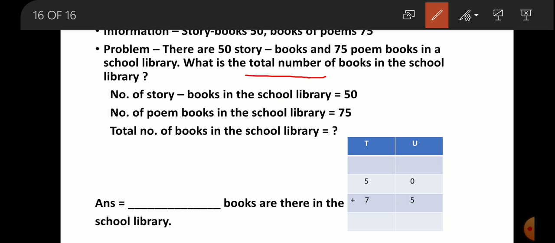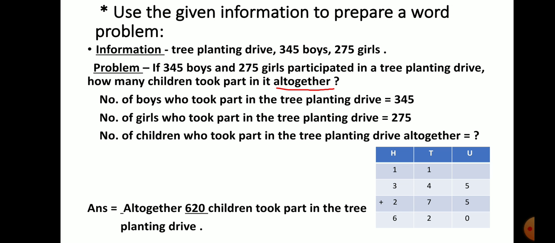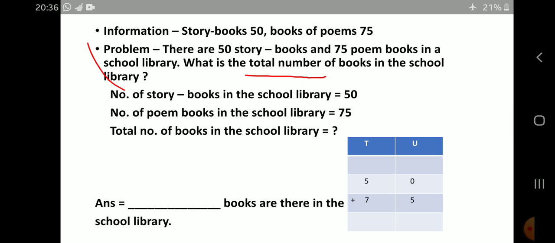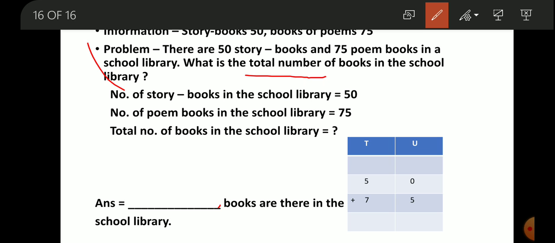Number of storybooks in the school library 50. Number of poem books in the school library 75. Total number of books in the school library is equal to how much? You arrange the sum, add it, write the answer, and instead of total number you write the answer here. Okay, with the dash. In the dash write the answer, then the remaining statement, that is so and so books are there in the school library. Okay boys, if altogether comes, then the answer statement starts with altogether. Okay, if total number comes, then the answer statement starts only with the answer.